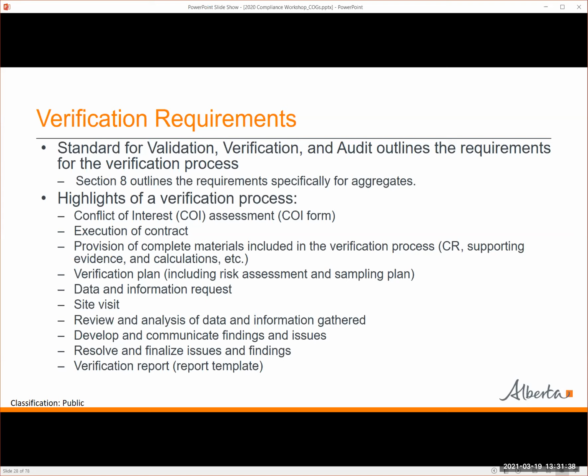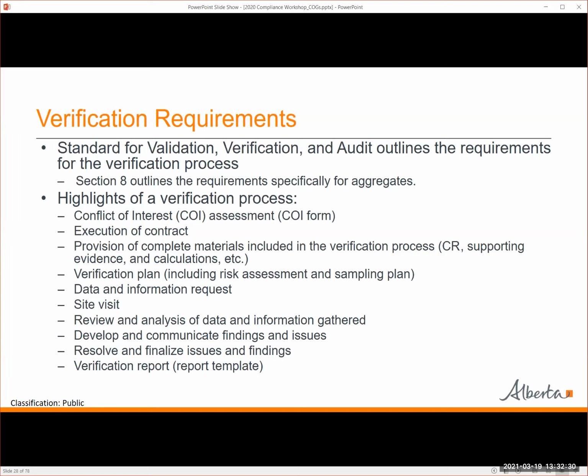So for instance, if a consultant is doing the reporting on behalf of a facility, then that would exclude them from being able to conduct a third-party verification for the same report. So once it has been determined that there are no conflicts, a contract can be executed between the facility and the verifier. And just keep in mind that these contracts are between the facility and the verifier, and we are not involved in the contracting process. So it is critically important for the facility to ensure that there is some requirement for the verifier to meet the regulatory requirements that are under TIER and also in the standard.